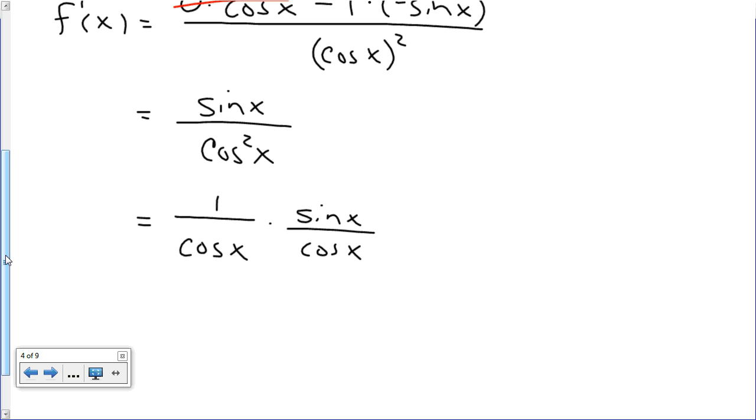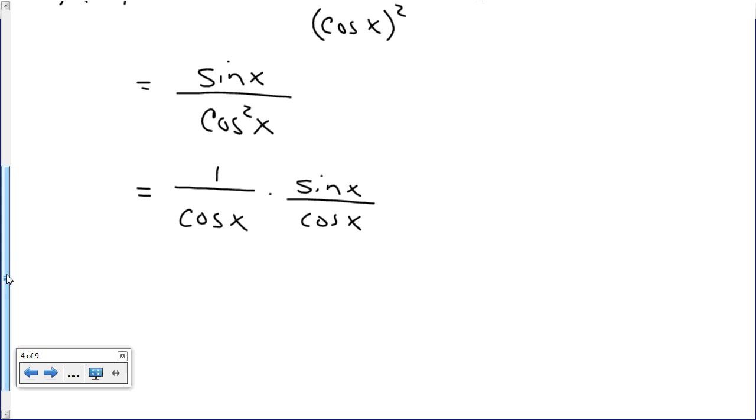And again, I don't know if this is an easier form than the previous step, but it helps me see it by breaking it up this way. 1 over cosine, that's the reciprocal function for secant. So secant of x times sine over cosine is tangent of x. And that's the way we're going to remember the derivative of secant of x. The derivative of secant turns out to be secant times tangent.